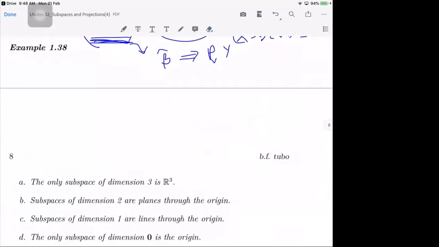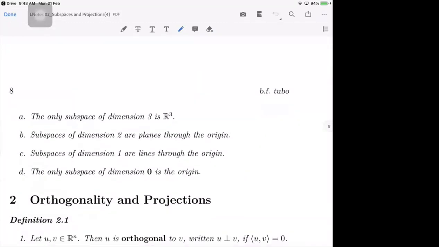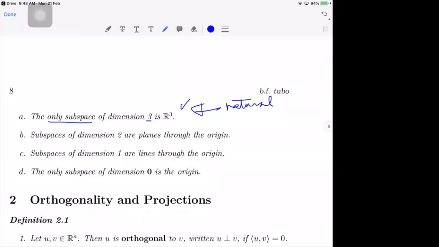Okay, so examples of subspaces. So the only subspace in dimension 3 is R3. Recall that this has a natural basis, no? The natural basis is given by the set of vectors 1, 0, 0, 0, 1, 0, and 0, 0, 1.